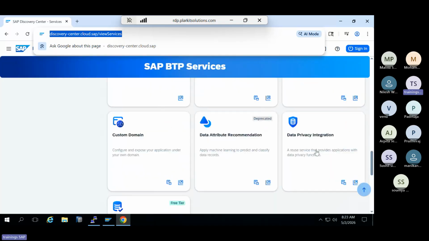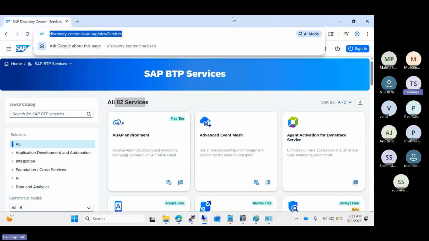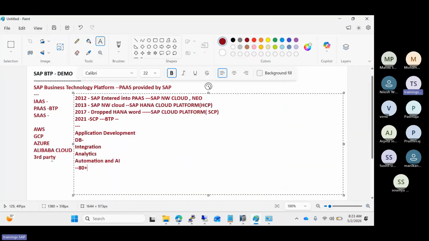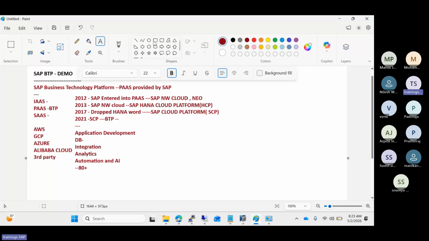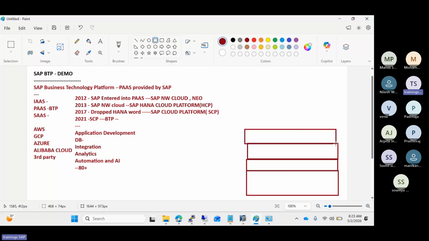So how will these services help the customers? Suppose the customer is planning to use Adobe Forms. Then what is required? You need to have some infrastructure. On top of the infrastructure, you need to install the operating system, then the database, then the SAP NetWeaver, then the ADS services and ADS patches.